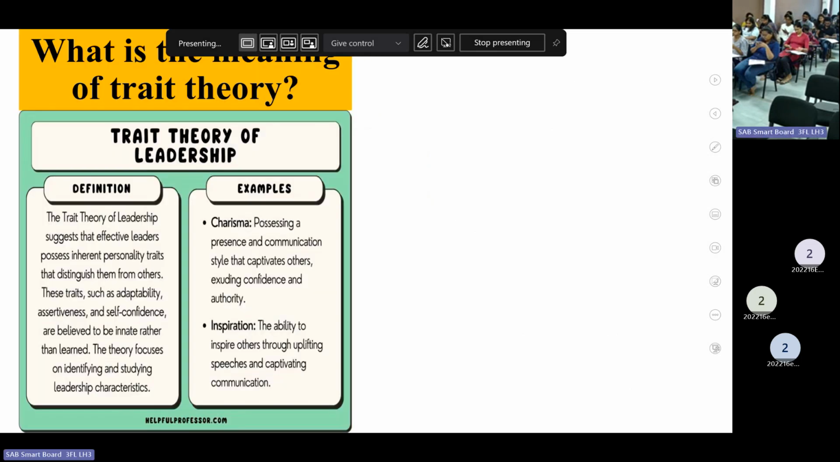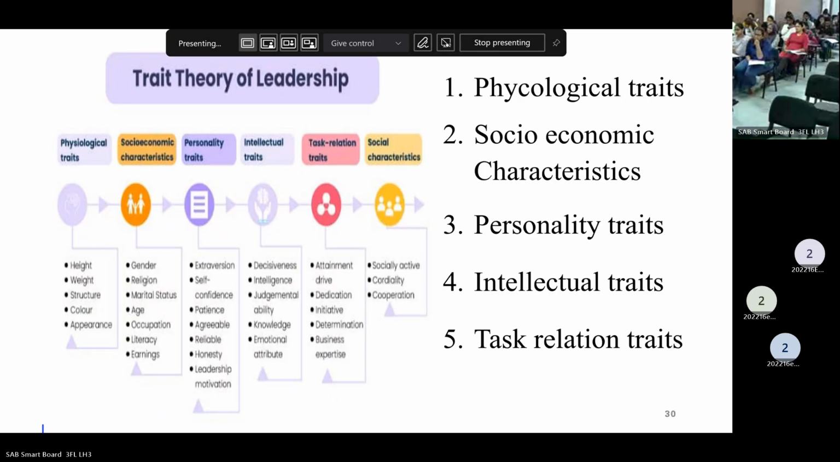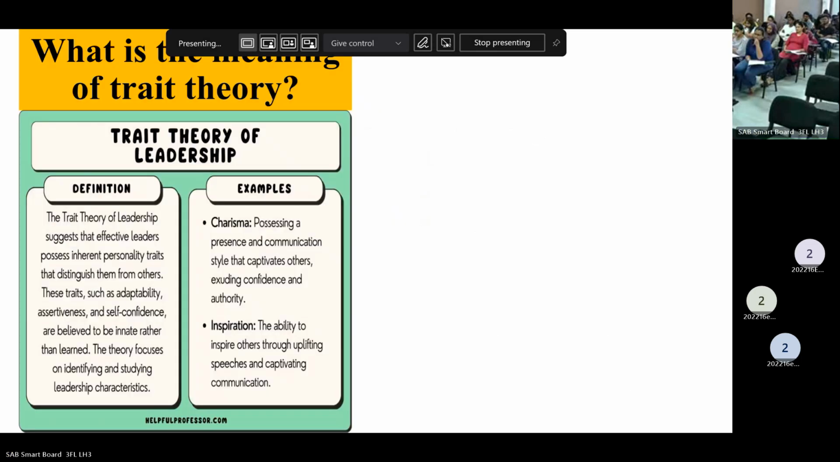So the definition of the trait theory of leadership says that effective leaders possess inherent personality traits that distinguish them from others. These are such as adaptability, assertiveness, self-confidence, which are believed to be innate rather than learned. Make a note of it: rather than learned, innate. That means born.